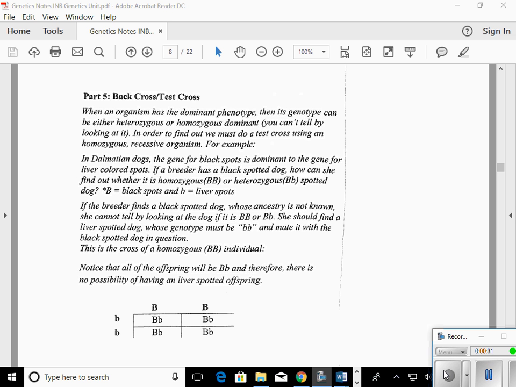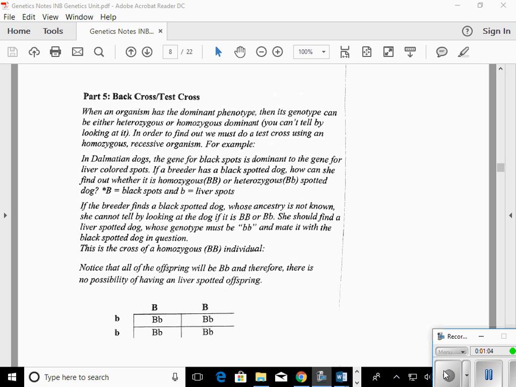Okay? Now, when I go through and read this, it says, when an organism has the dominant phenotype, then its genotype can be either heterozygous or homozygous dominant. You can't tell by looking at it. In order to find out, we must use a test cross using a homozygous recessive organism.